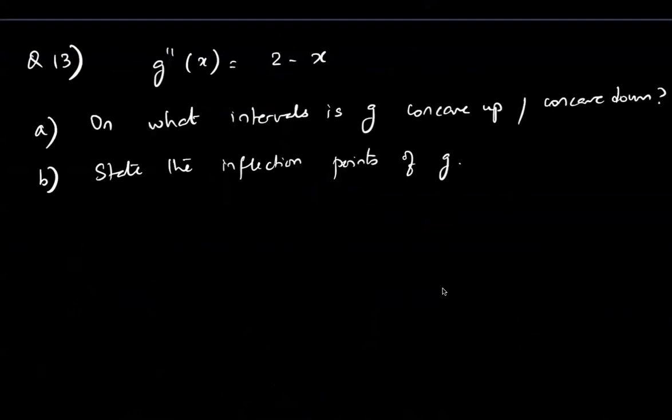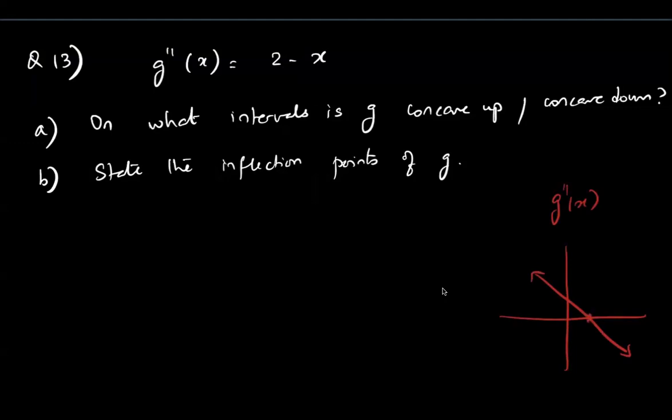The second derivative of a function is given to you. The question is asking on what intervals is g concave up and concave down. To do that, there are multiple ways. Let me show you two ways. Now, what does the graph of g double prime look like? It's a very simple linear function, isn't it? The linear function is going to be like this. This is 2 minus x, right? So that's what it is.